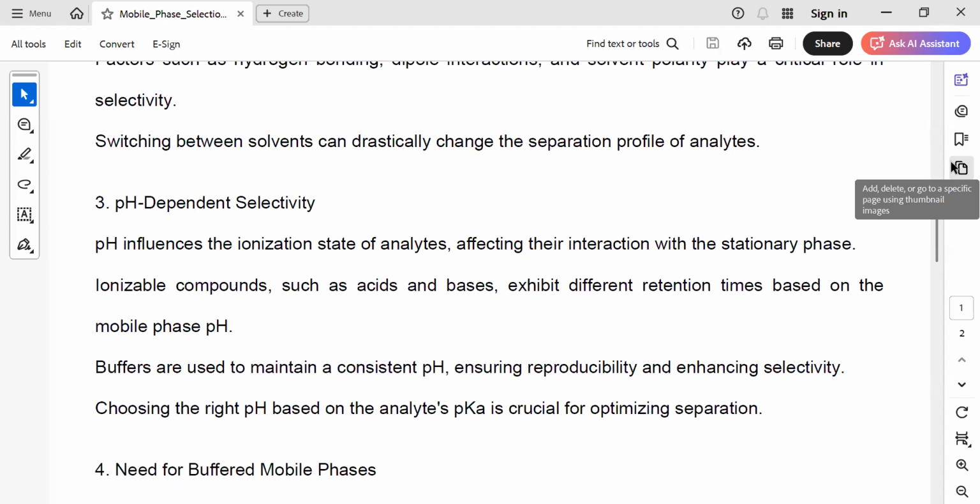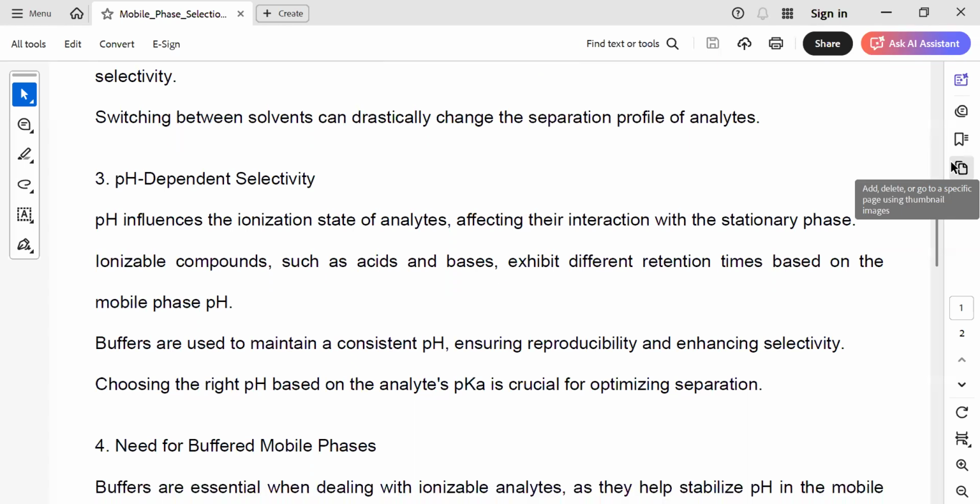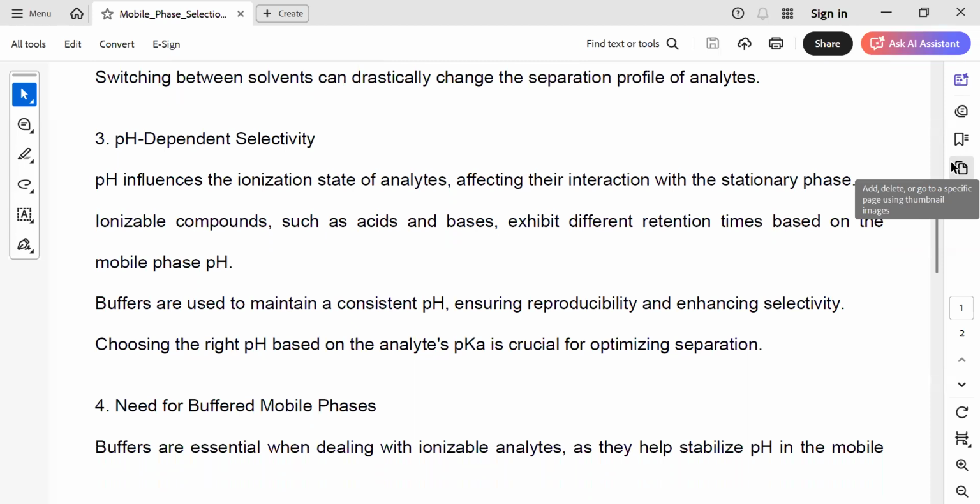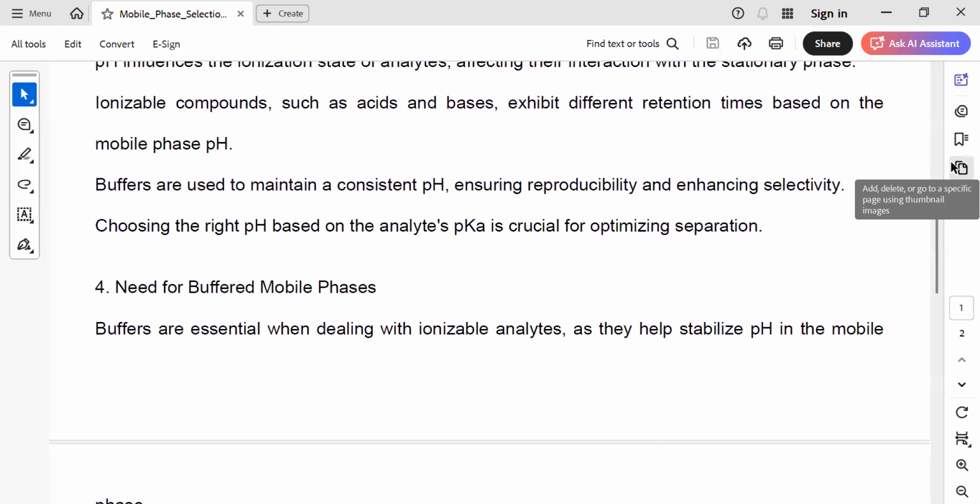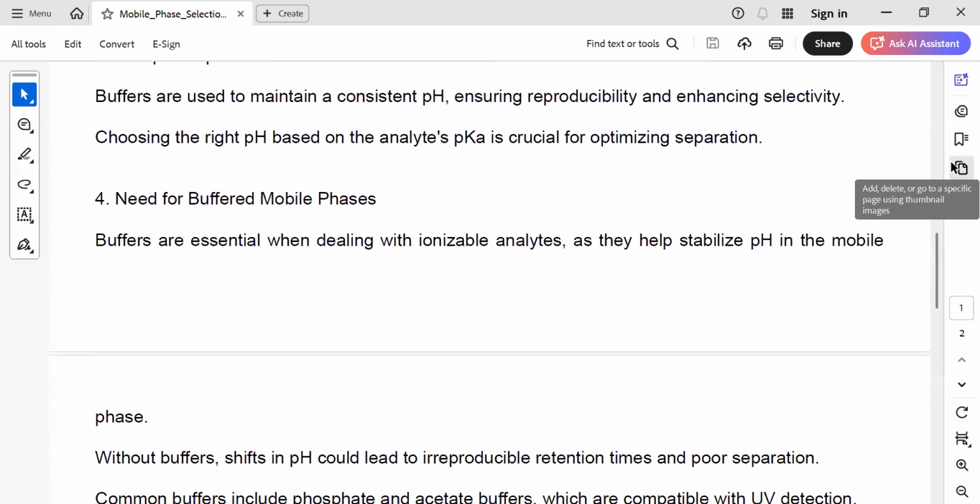Third thing, pH dependent selectivity. pH influences the ionization of the analytes, meaning the ionization states of the sample, affecting their interaction. So basically they affect the interaction with the stationary phase. Ionizable compounds are acids and bases. They exhibit different retention times based upon their mobile phase pH. Buffers are commonly used to maintain the pH, ensure reproducibility, and enhance selectivity. Choosing the right pH relative to the analyte pKa is crucial for optimizing separations.